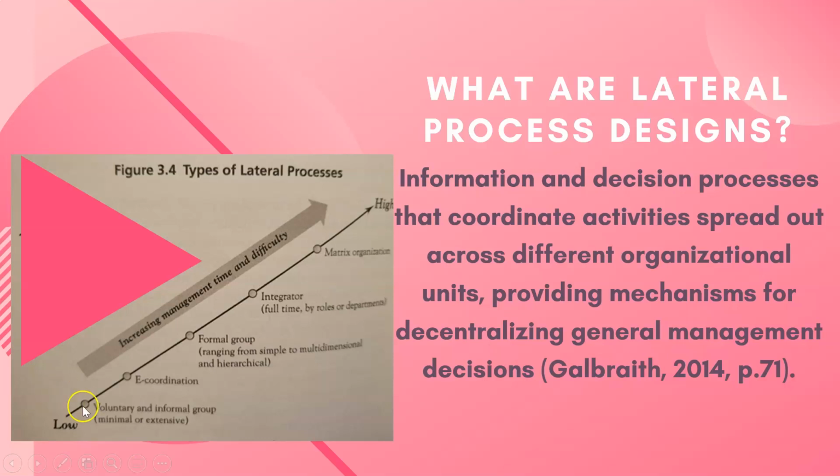As you can see here in my diagram, there are 5 types of lateral processes. The first one is voluntary and informal groups. The next is e-coordination. Internet and social technologies have linked previously independent departments, now making it easier to perform more work in a shorter period of time. Then there are formal groups, which range from simple to multi-dimensional and hierarchical. Then integrator, which is the full-time by roles or departments, and then matrix organizations.